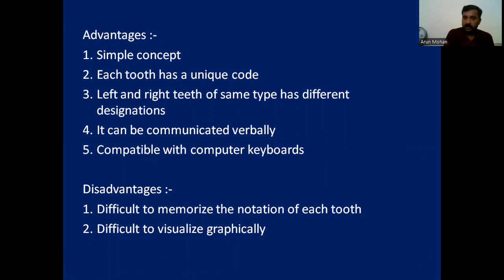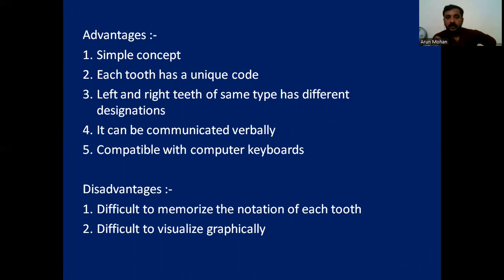Left and right teeth of the same type have different designations. Again, it avoids the confusion. It can be communicated verbally very easily. Again, it is just a number, just an alphabet we have to communicate. So verbal communication becomes much easier and it's compatible with computer keyboards. So it's easy to type. As we'll see, some of the symbolic designations are harder to type, but here we just have to type in a number or an alphabet. So it's easy, compatible with computer keyboards.